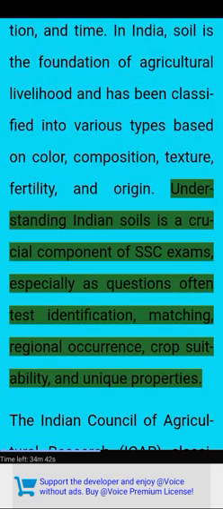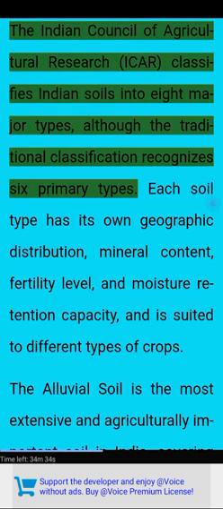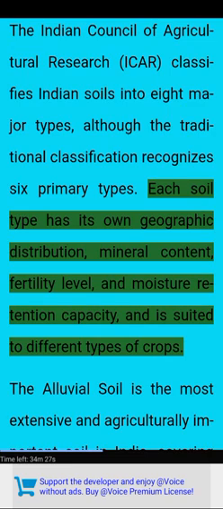Understanding Indian soils is a crucial component of SSC exams, especially as questions often test identification, matching, regional occurrence, crop suitability, and unique properties. The Indian Council of Agricultural Research (ICAR) classifies Indian soils into 8 major types, although the traditional classification recognizes 6 primary types. Each soil type has its own geographic distribution, mineral content, fertility level, and moisture retention capacity, and is suited to different types of crops.